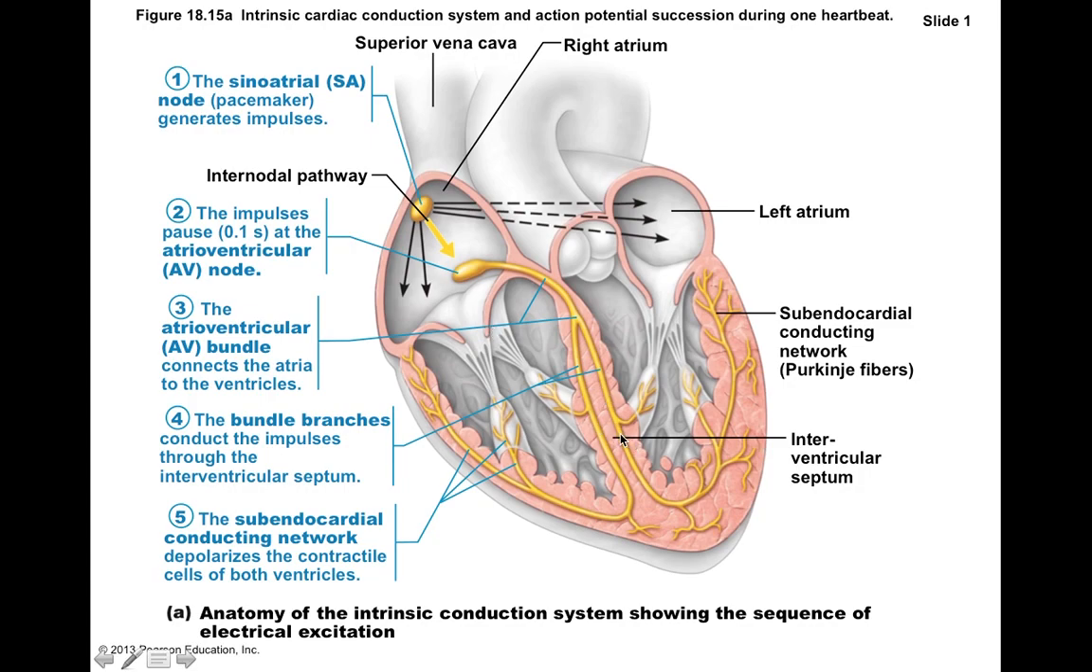You see the anatomy is pretty much identical here, where the bundle branches go to both sides. And so that means the action potentials are going to reach both ventricles approximately at the same time, which means that both ventricles are going to contract at around the same time, okay? Which means both valves close at the same time. So that's important to note.